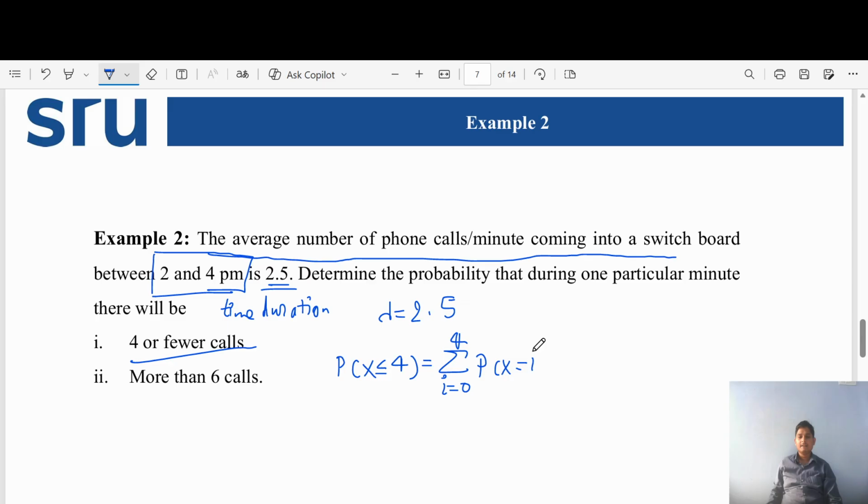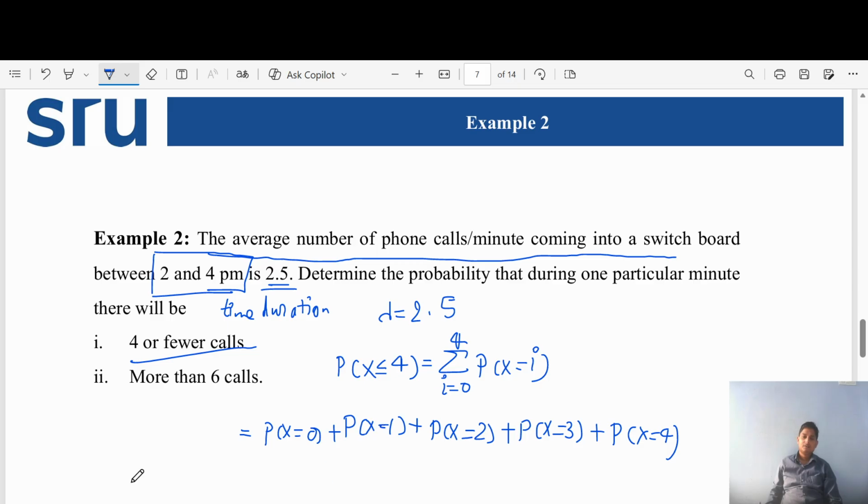P(X = i). So P(X = 0) plus P(X = 1) plus P(X = 2) plus P(X = 3) plus P(X = 4). Okay. And what is the formula? You also have the formula here: P(X = k) is e to the power minus lambda, lambda to the power k upon k factorial.